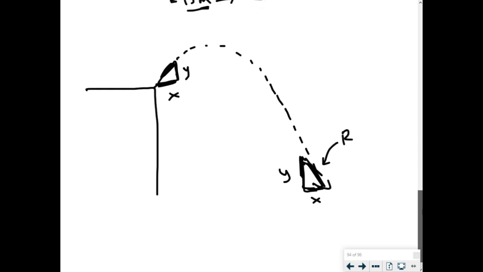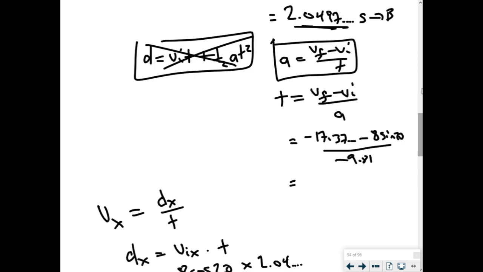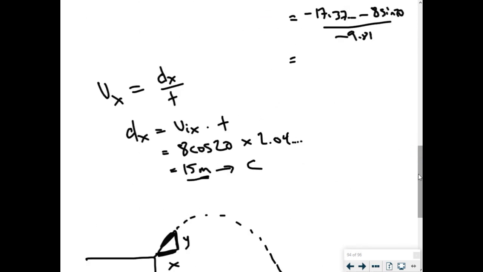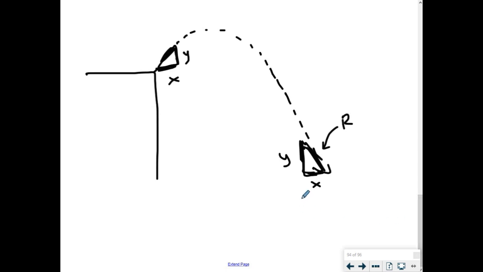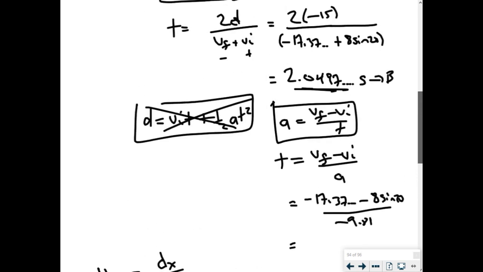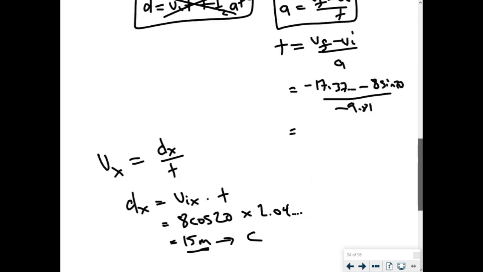Because the x component is always traveling at the same velocity, always in the x direction. Where is that number? 8 cosine 20, whatever 8 cosine 20 is, is how fast it's always traveling in the x direction. But in the y direction, it was traveling down, and I believe we calculated that number somewhere: 17.37 meters per second. We saved that as letter A.